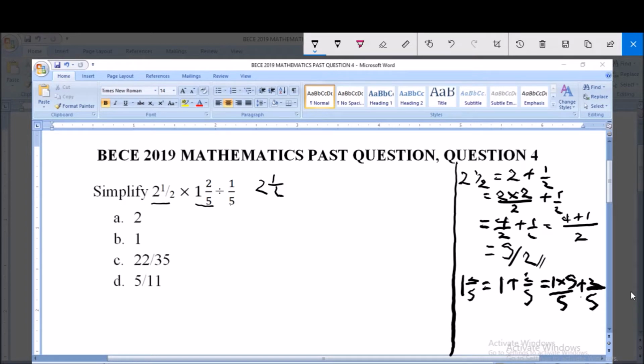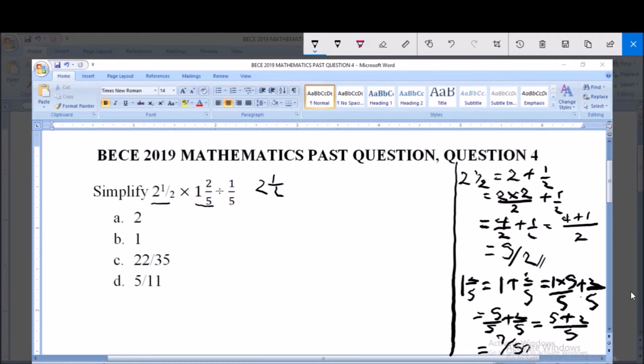Now 1 times 5 will give us 5 over 5 plus 2 over 5. To add this together, because they have the same denominator, we have 5 as our LCM, and then you add these two together, 5 plus 2, and this will give us 7 over 5. So now 1 2/5, which is a mixed number, as an improper fraction is 7/5.